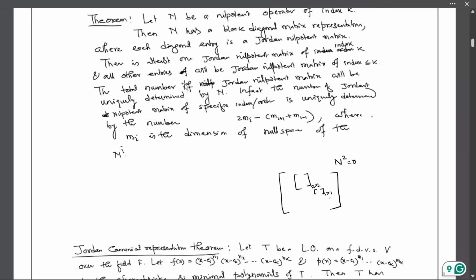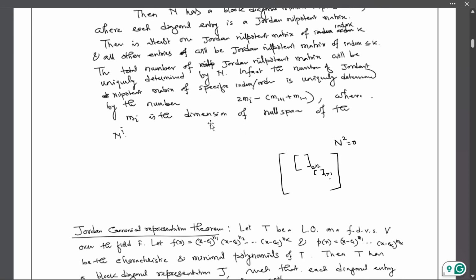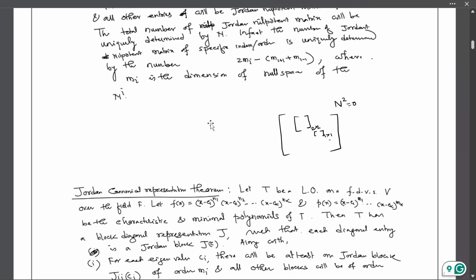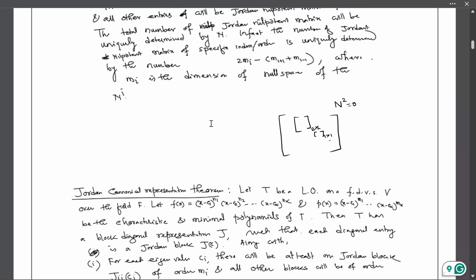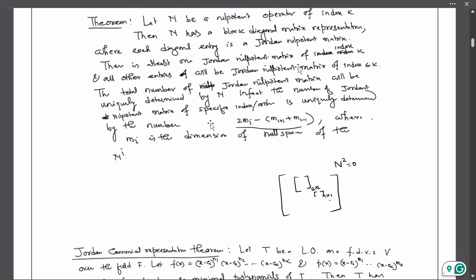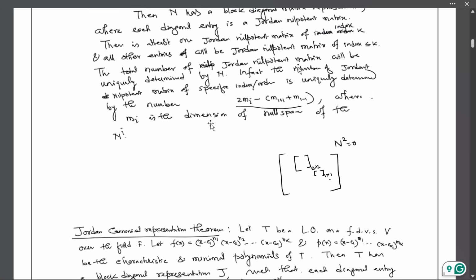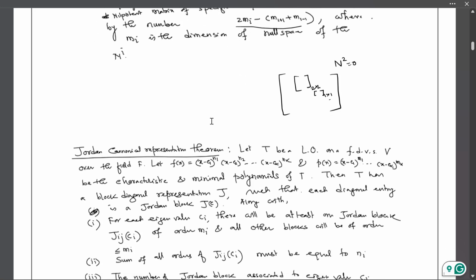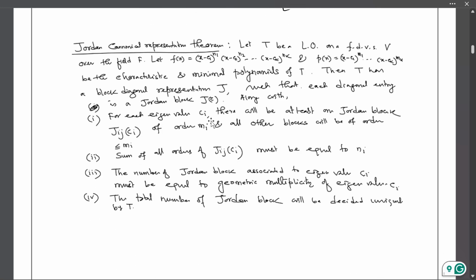Okay, so the total number of Jordan nilpotent matrices will be uniquely determined by n. A nilpotent matrix is specified by the matrix. There is some more detail given to it, but I'm leaving this, because in the coming week you might see the proof of this, and then you will see this statement again. Okay, so the Jordan canonical representation theorem: this theorem is also not proved in the class, but look at the statement.